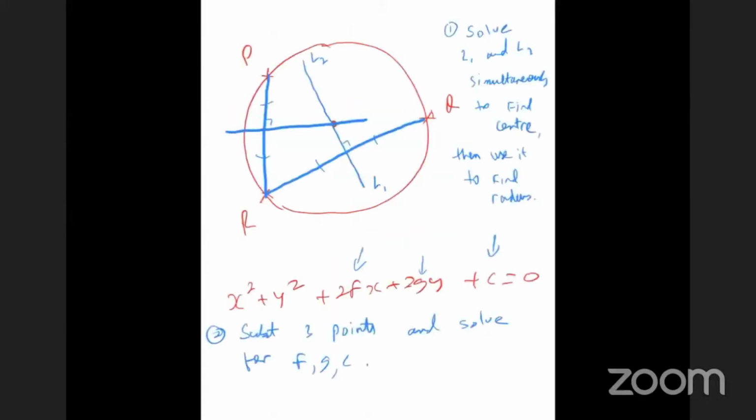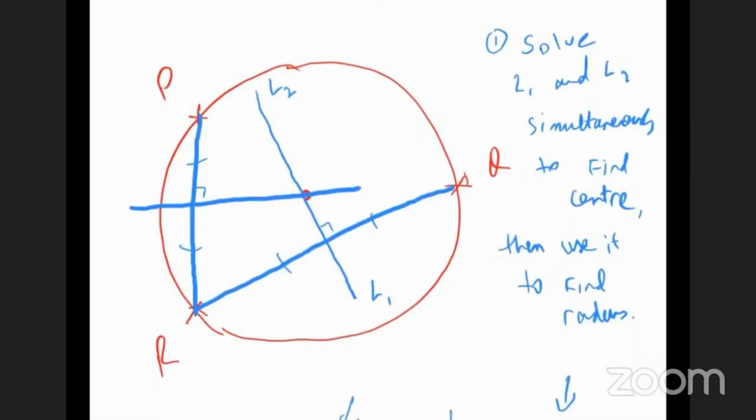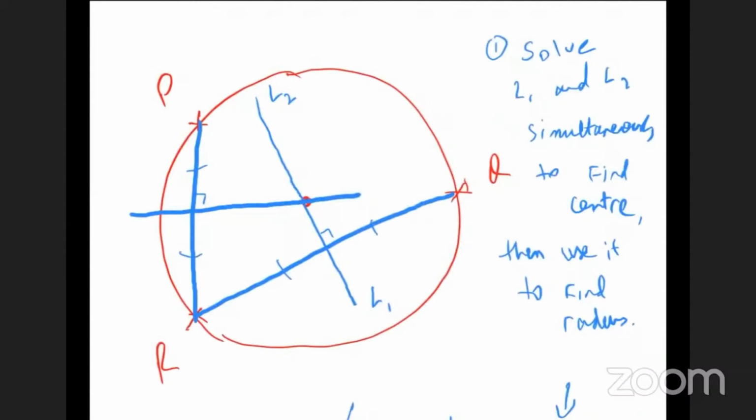I think I have that written down here for you. Just make a note: L1 and L2 are perpendicular bisectors. Once you have the center, what can you do after that? You can use that to find the length of the radius and then the equation of the circle. So method 1 is plug in P, Q, and R, 3 equations, and solve. Method 2 is to find the perpendicular bisectors of 2 lines connecting the points and then solve them simultaneously.